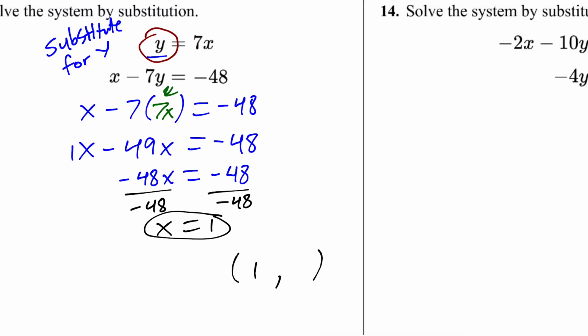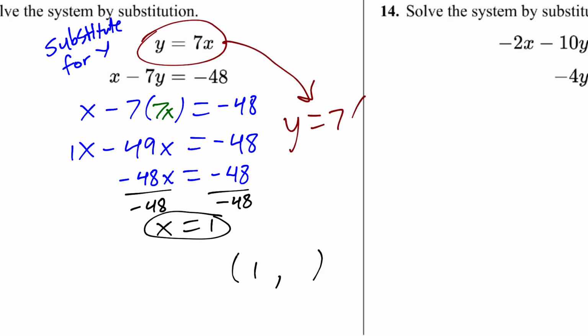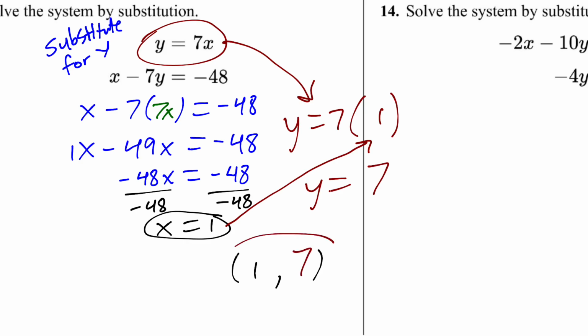Let's go back to my original two equations and choose the smaller one. Plug it over here. Y is equal to 7 times parentheses. We're going to plug in that 1. Y is equal to 7. And there's our final answer.